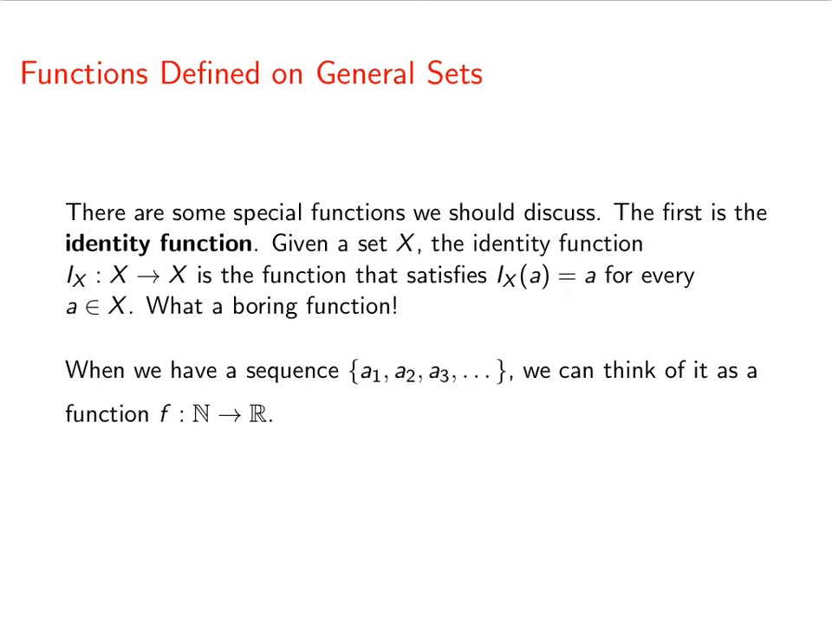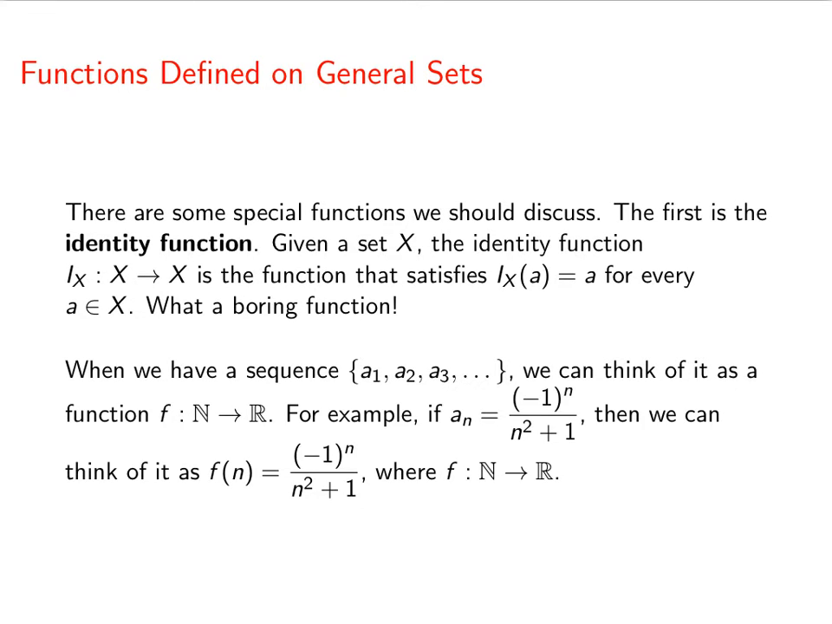All right, what about when we have a sequence? Now we can actually think of this as a function that maps the natural numbers to the real numbers. So for example, if we have a sequence whose nth term is defined by the formula a sub n equals (-1)^n over n squared plus 1, then we can really think of it as a function f of n is equal to (-1)^n over n squared plus 1, where the function f goes from the natural numbers to the real numbers. So the input is the index in the sequence.